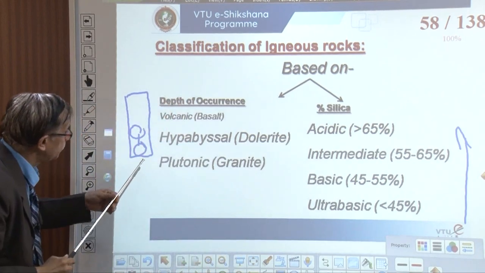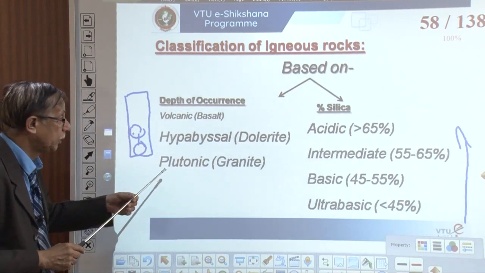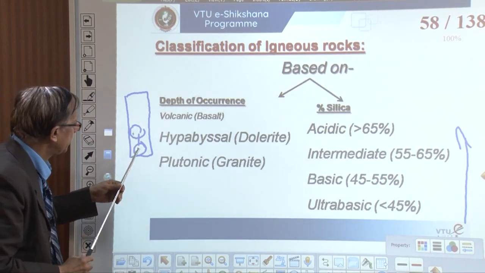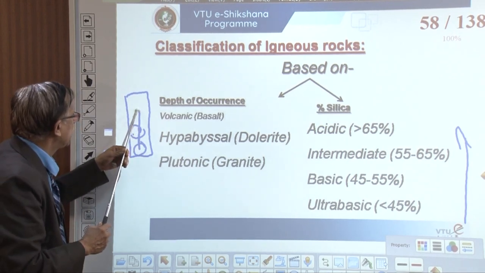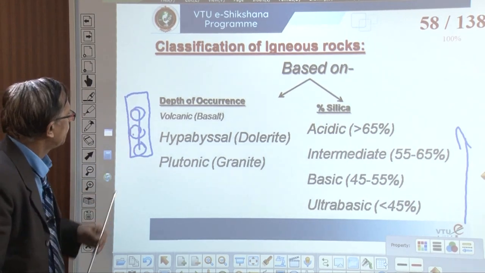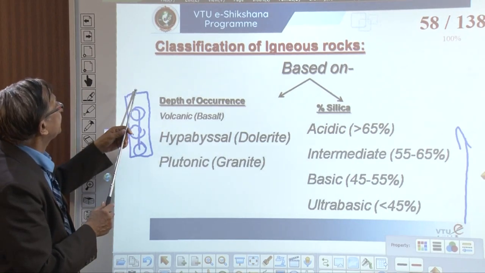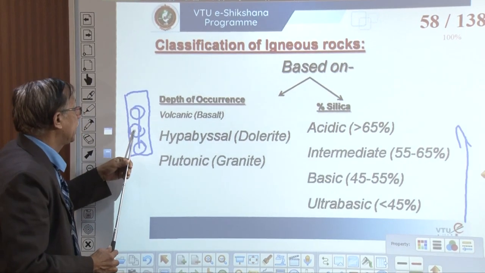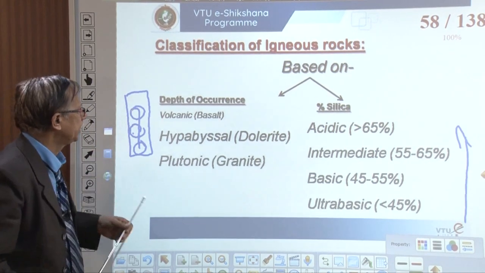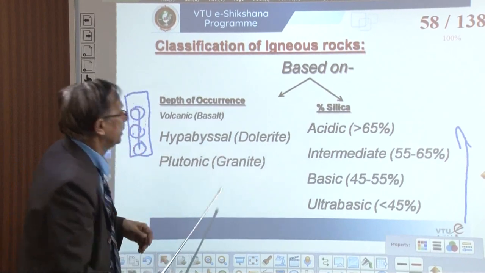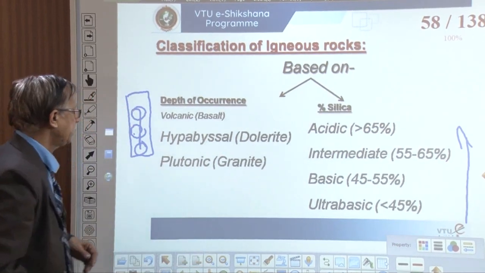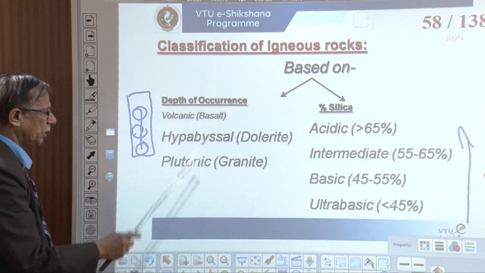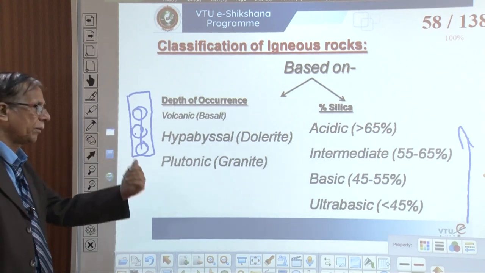So rocks may be formed at that depth, which we call plutonic, or if magma did not solidify there but continued its journey and solidified here, at a depth that is not as high in pressure as the plutonic one, it is in between. This we call hypabyssal. An example is dolerite. Forget that at this stage. An example of plutonic is granite, and of volcanic, basalt. We come to this a little later, in more detail.